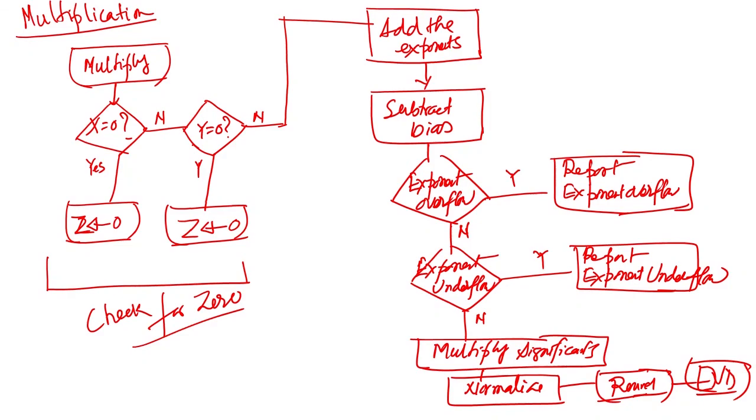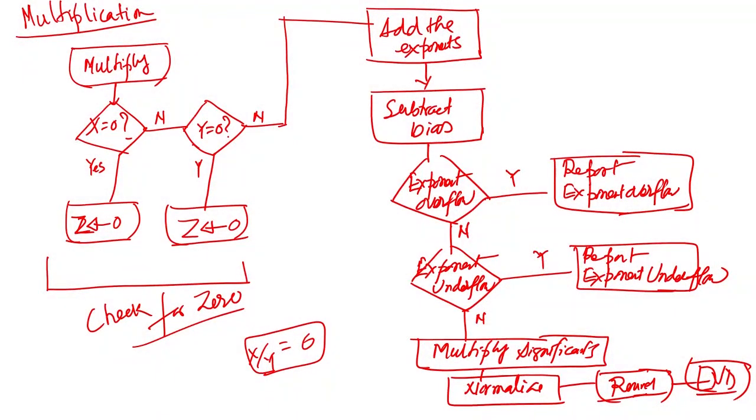Next, we have the division. So, if x is 0, then obviously we are dividing x divided by y, right. x is 0 means the result is 0. If x is not equal to 0 and y equals 0, then we cannot perform the operation. So, if y is 0, then we put something called infinity.